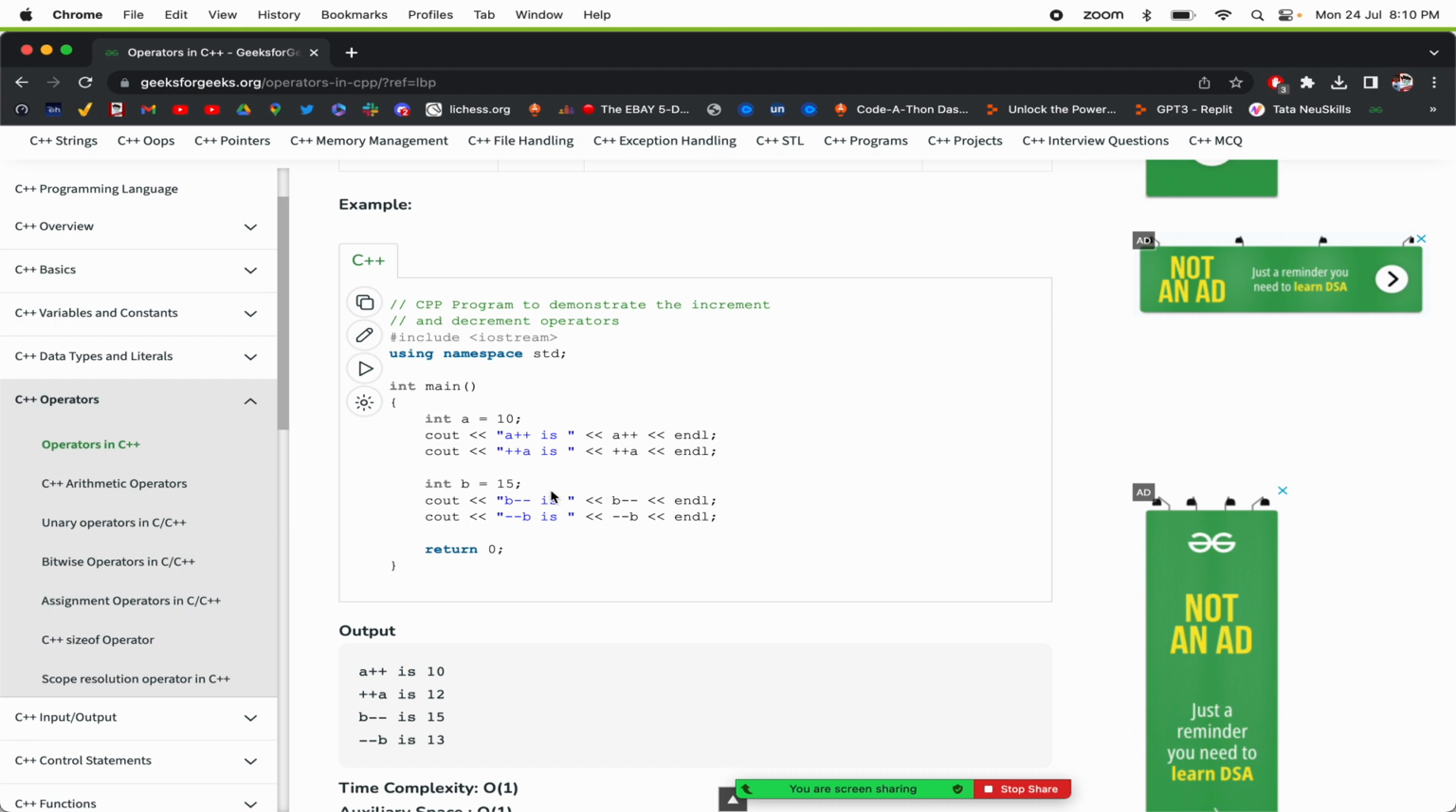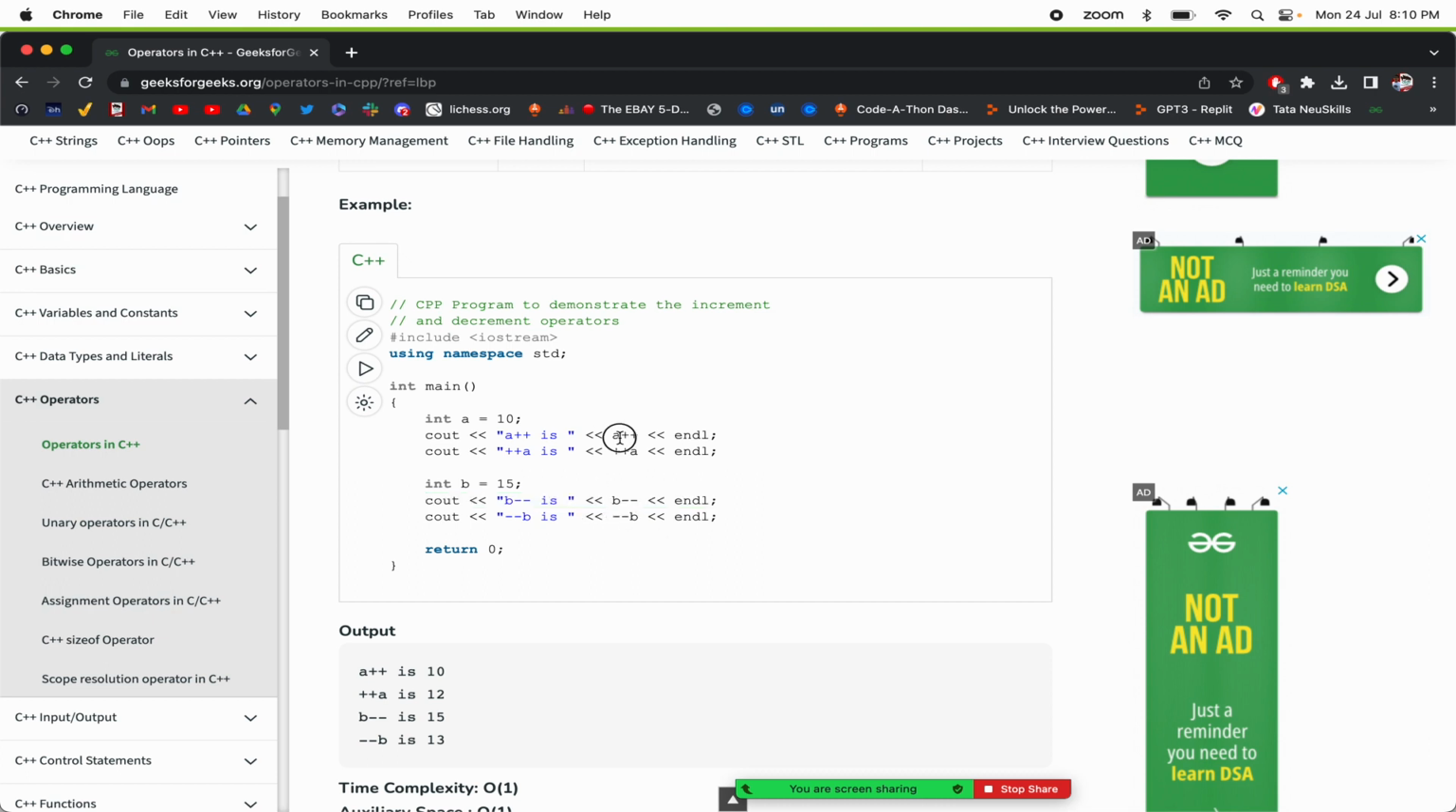Now we have the same thing with the postfix and prefix decrement operators. So we have b equal to 15. When we say b minus minus, it will first return the value of b. So it will first return 15. That will be shown on the screen, and then it will decrement the value of b. So it will show 15 on the screen, and after this statement b's value will be 14. Then when we say minus minus b, it will decrement the value of b first, so it will set 14 to 13 and then it will show the value.